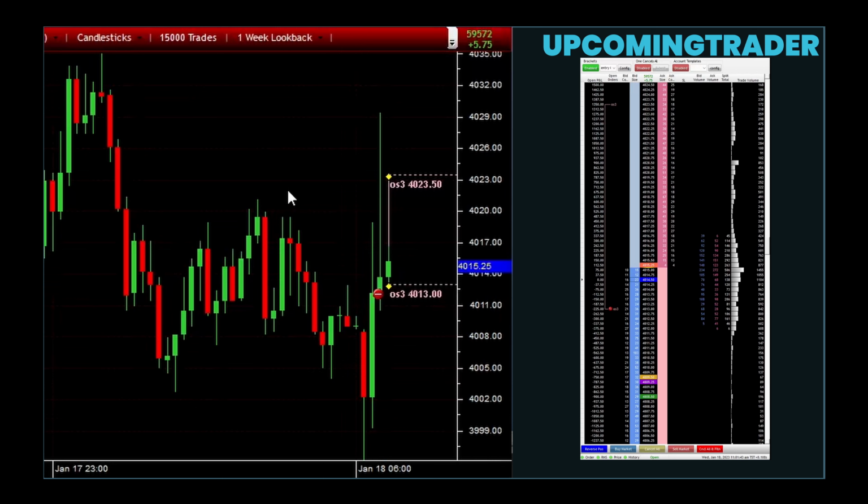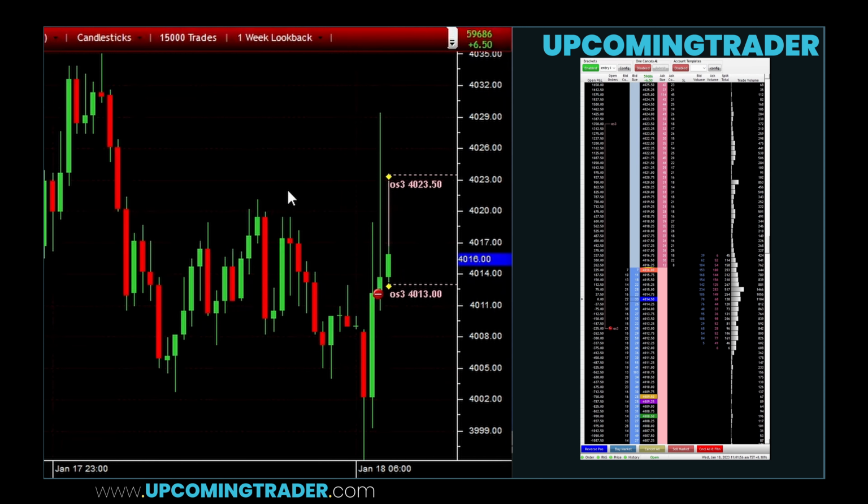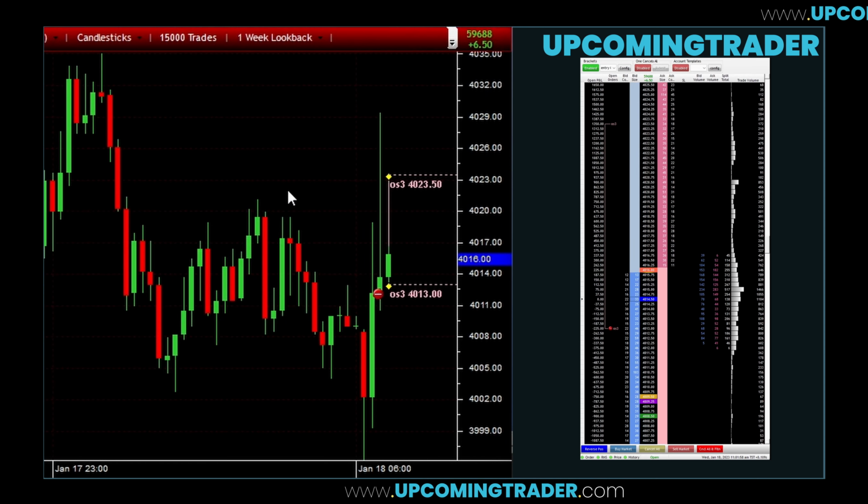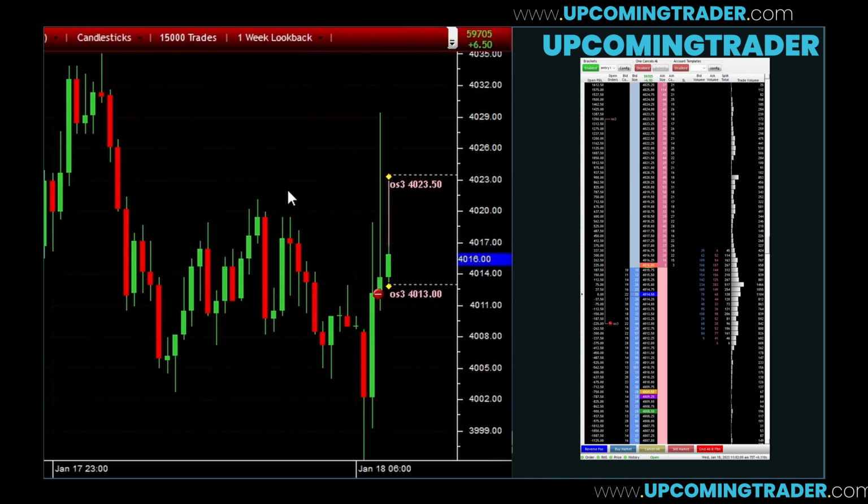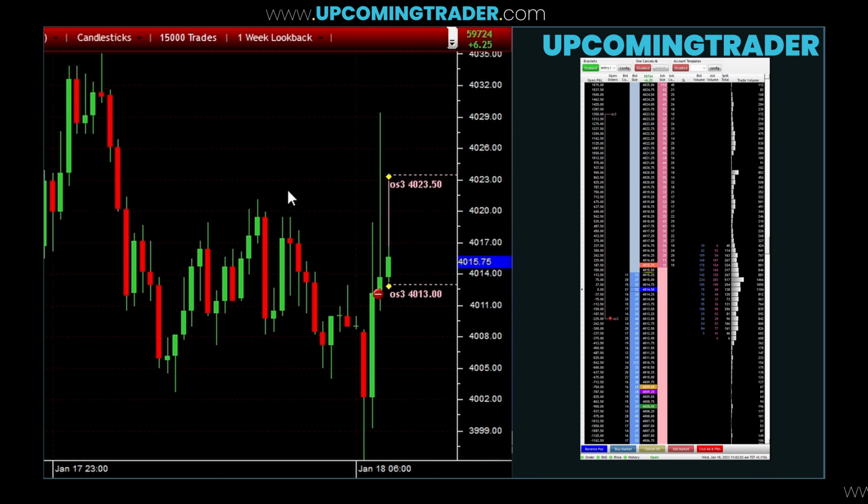Likewise, flags and pennants are continuation patterns where volume typically contracts during the flag or pennant formation and then expands during the breakout, confirming the trend direction. Recognizing these chart patterns within the volume profile is a skill that can take your trading to the next level.